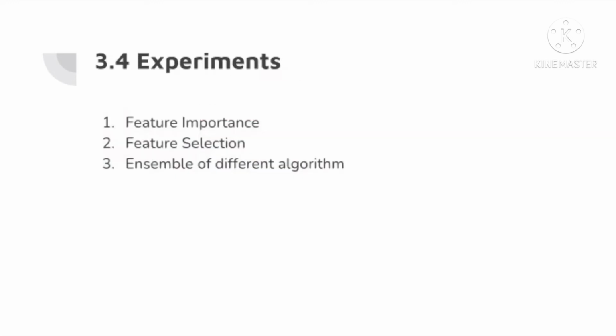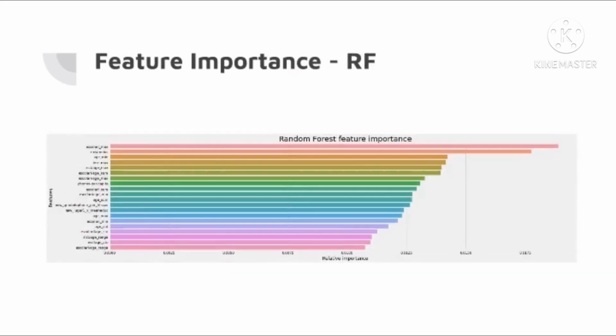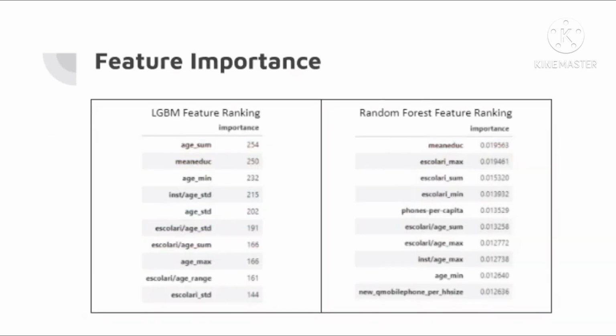After the modeling step, we move on to experiment, which consists of feature importance, feature selection and ensemble of different algorithms. Based on the trained LGBM model, we produced this bar chart to visualize the feature importance. Similarly for random forest, the bar chart shows the feature importance. By comparing both feature importance rankings, we observed slight differences in the features selected, while some features with high importance in both models include mean-egic, age-min, escalari and age-sum.